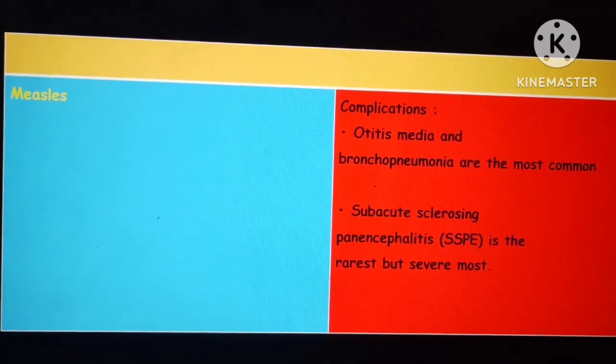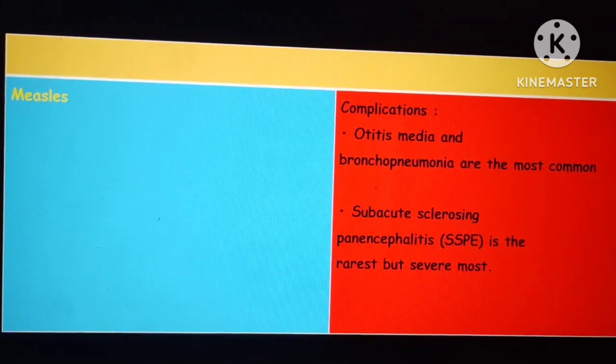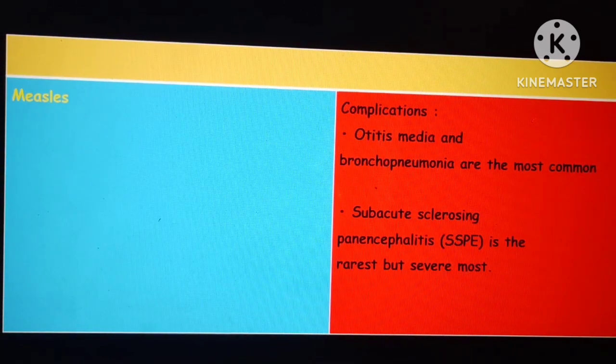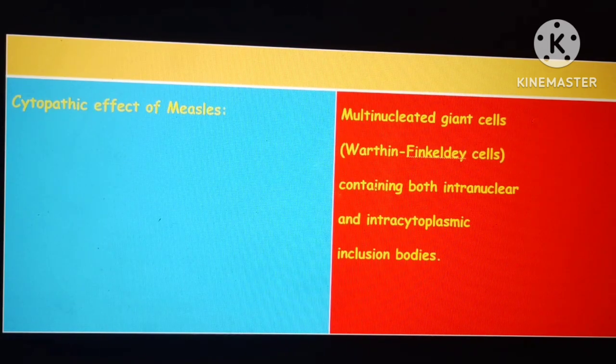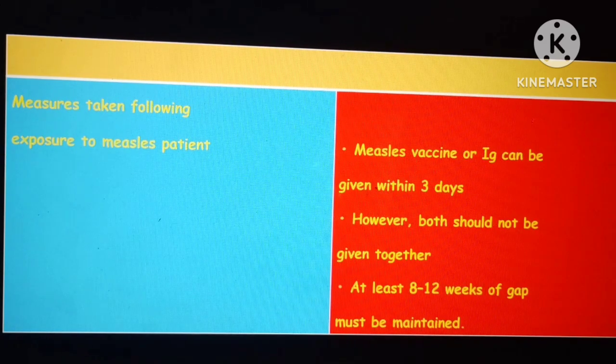The complications are otitis media and bronchopneumonia, which are the most common. Another is SSPE, which is the rarest but the most fatal one. Measles produces Warthin-Finkeldey cells, which contain both intranuclear and intracytoplasmic inclusion bodies.